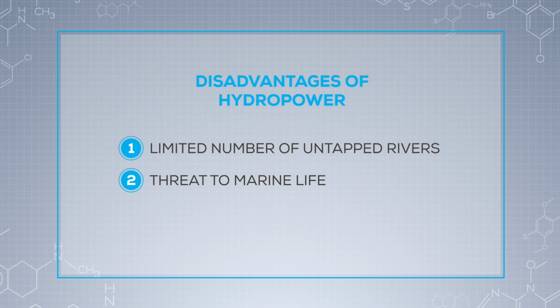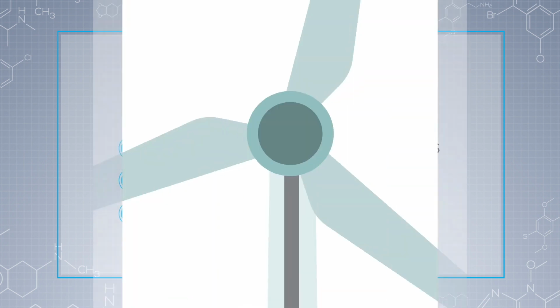This problem can be mitigated with fish ladders that allow the fish to get over the dam. Another disadvantage of dams is the risk of dam failure, which can cause downstream floods.